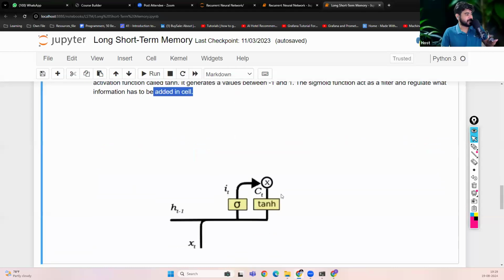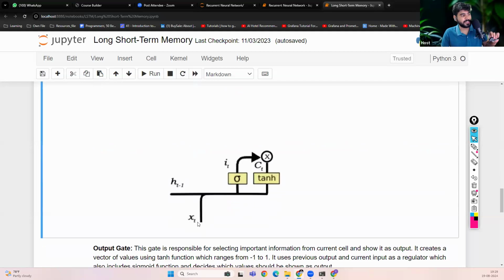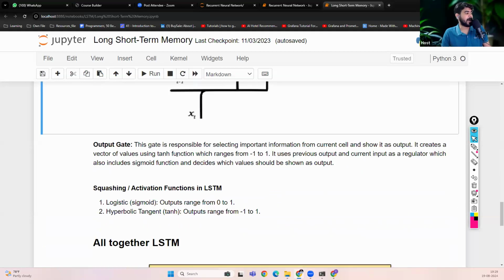Now, here you can see the same thing that we have. So x of t is the current input, h of t minus 1 is the previous output, with sigmoid and tanh activation functions. At the end we are getting the memory block, C t. Now we have the output layer. This gate is responsible for selecting the important information from the cell and showing it as an output.